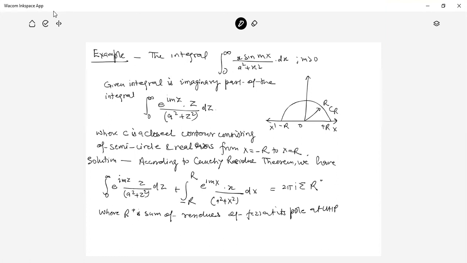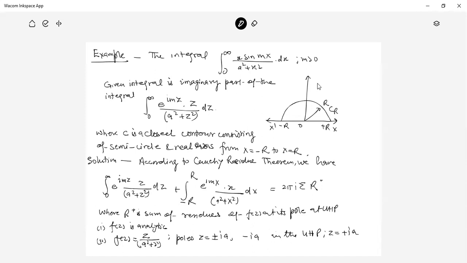The three conditions let us test. First, f z is analytic. Second condition: f z is equal to z upon a square plus z square, with poles at z equal to plus minus I a. In the upper half plane, z is plus I a.